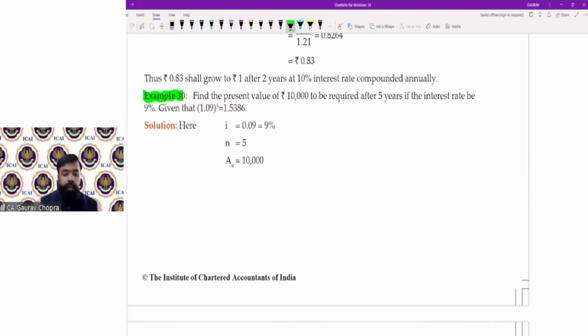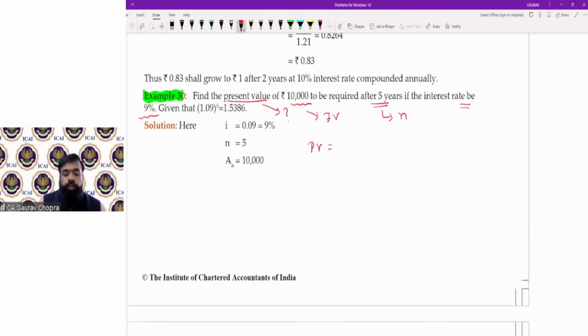Find the present value. तो यहां से क्या पता लगा, आपको प्रेजेंट वैल्यू कैलकुलेट करना है ऑफ रुपीज 10,000 टू बी रिक्वायर्ड आफ्टर 5 years. तो 10,000 कब मिलेगा? 5 years के बाद. So this is future value. 5 years क्या है? This is the tenure, that is N. And if the interest rate is 9%, rate of interest कितना हो गया? 9%. All right.